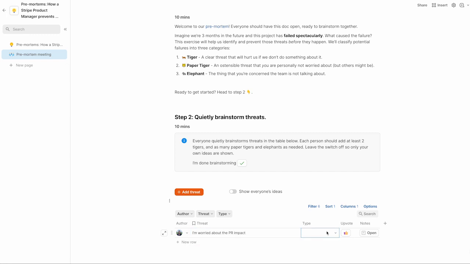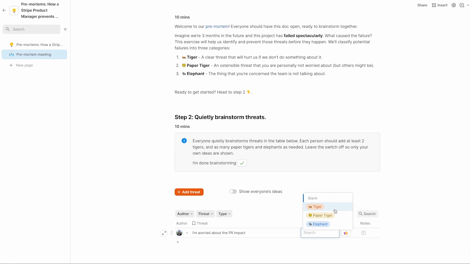A tiger is a threat or a concern that you have with a product that you think is going to be really harmful. So just like a tiger that's going to kill you, it is a threat that you're worried about. This is a potential failure case that you're concerned about. And try to be as specific as you can about what the tiger is.